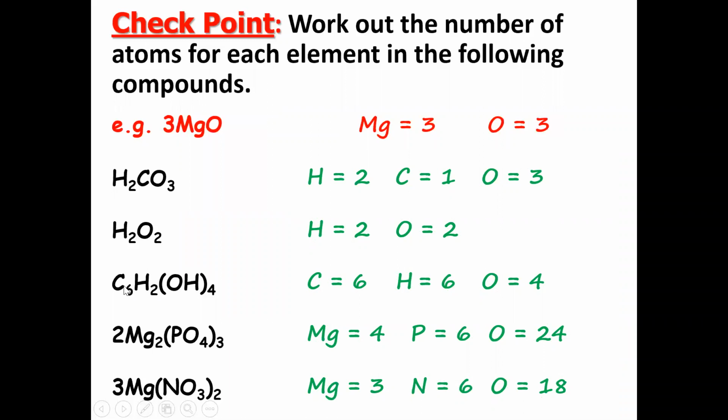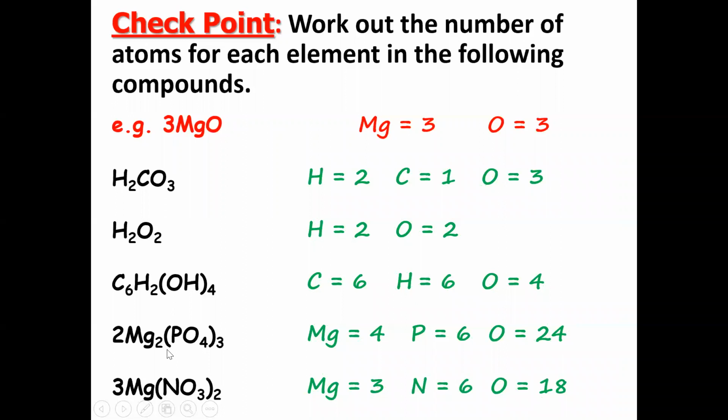You can see that you've got 6 carbons, but look, you've got 2 hydrogens here. But because you've got a hydrogen here within the brackets with a 4 outside, that means that you've got 4 here, you've got 2 here, which is 6 in total. You've got 6 hydrogens. And then you have 4 oxygens because of the 4 outside those brackets.